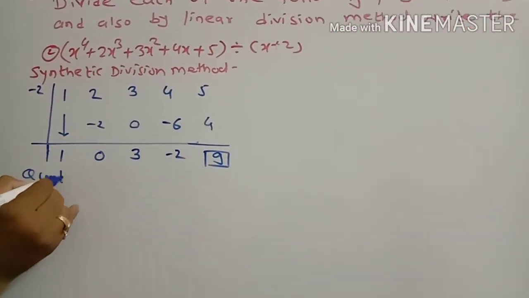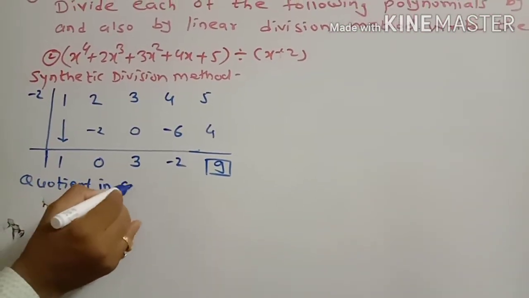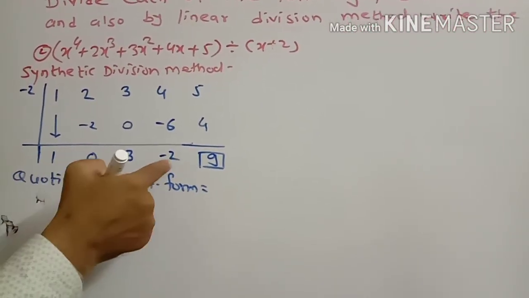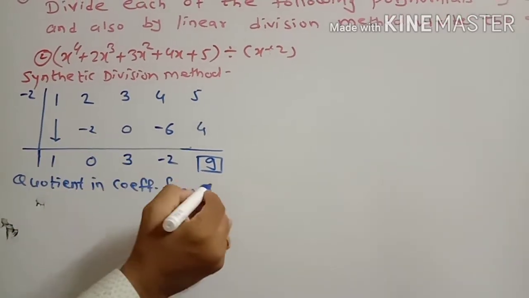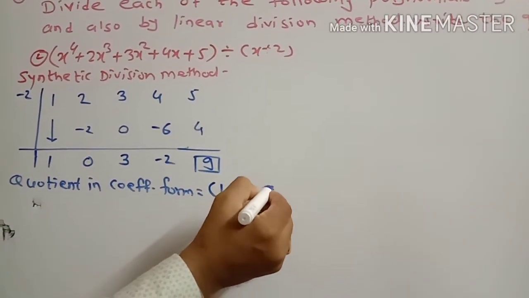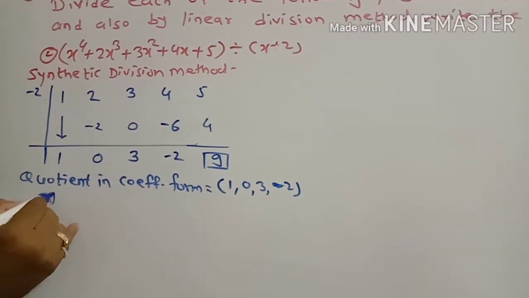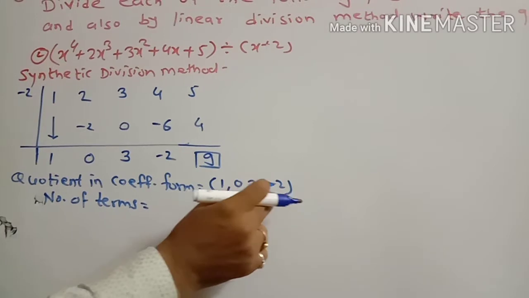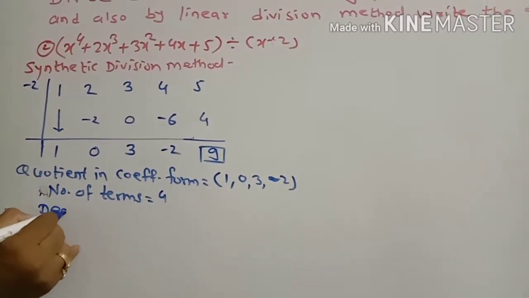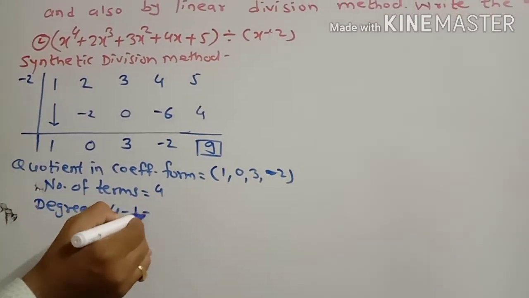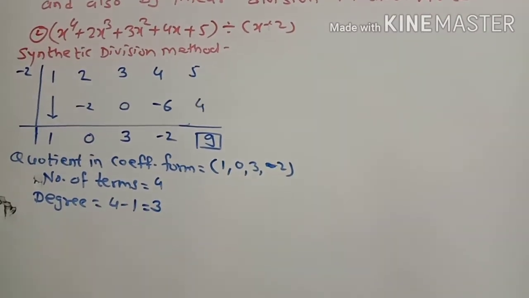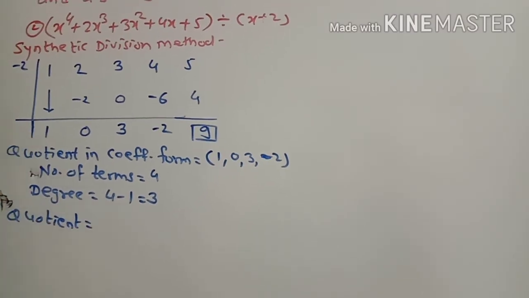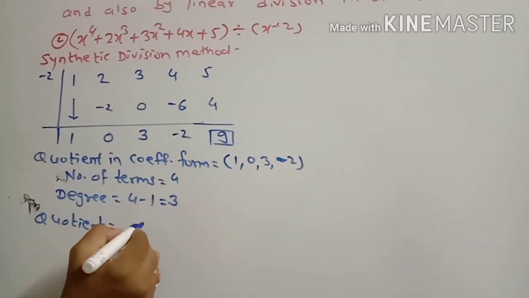Now write the quotient in coefficient form. Write the coefficients excluding the remainder: 1, 0, 3 and minus 2. Now, the number of terms. How many terms do we get in coefficient form? 1, 2, 3, 4. Now we write the degree. Degree means number of terms minus 1, that is 3.